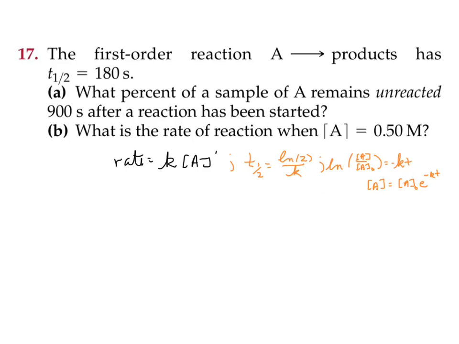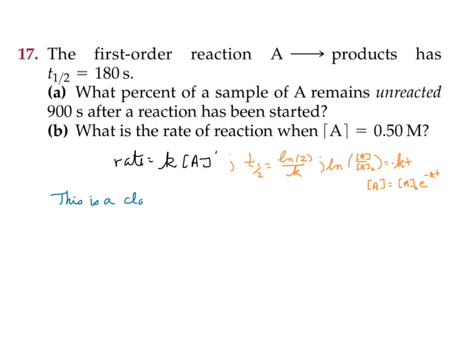Okay, so here's 17. It says it's first order. So again, feel free to use this to do your homework if you want to. It's first order, and they give the half-life. Remember, one of the hints where we can get to K, and actually that's one of the first things I'm going to do, is get to K using that half-life for first order.